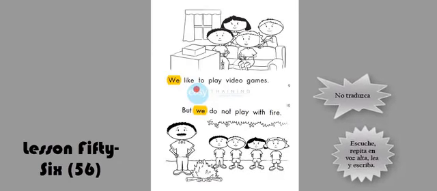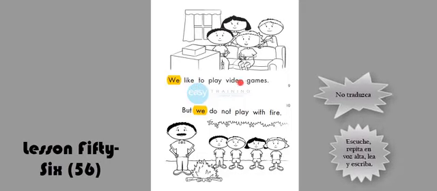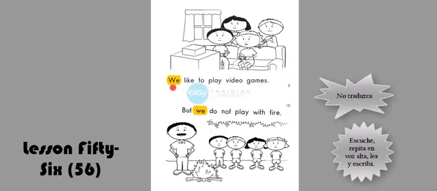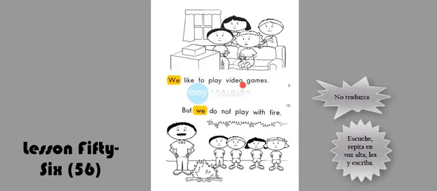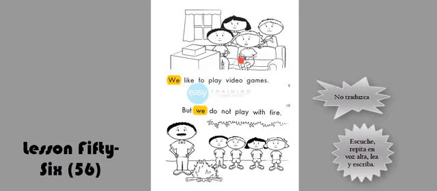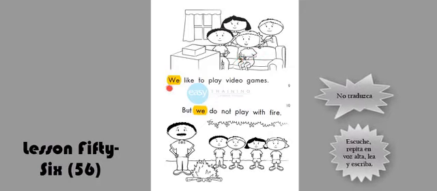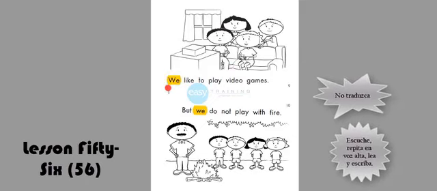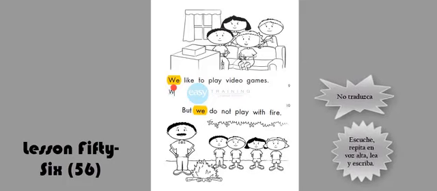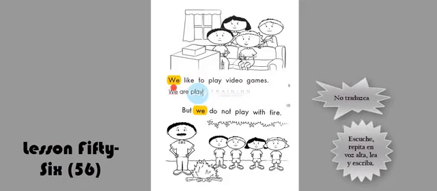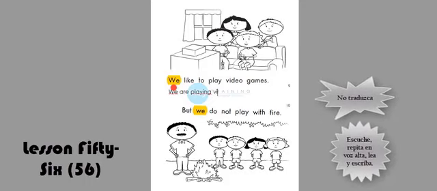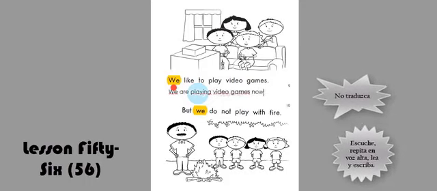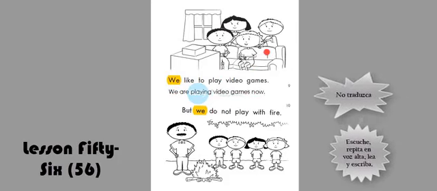Here, the same child says, we like to play video games. Here, in the picture, we can see they are playing video games. So, I can say, we are playing video games now. And this is game number 7.